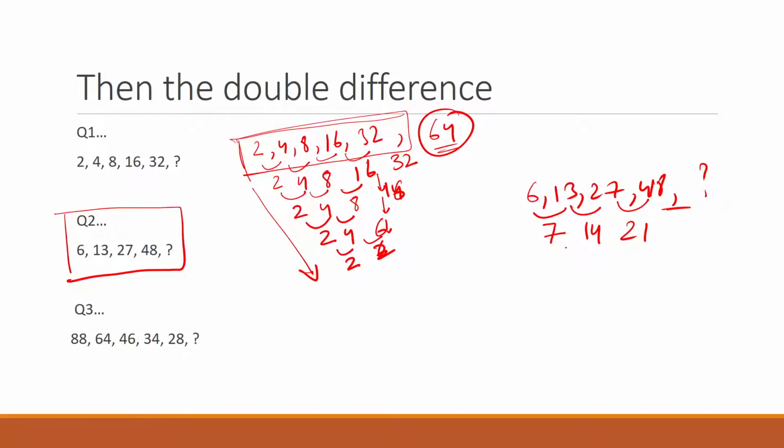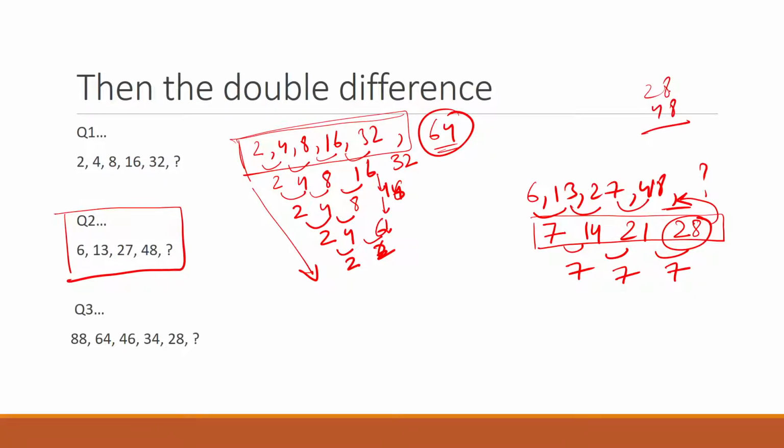So you do the simple double difference, that is 7 and again 7, and now you can easily figure out that multiples of 7 are running here, and 21 plus 7 will give you 28. Add 28 to the previous term, so 28 plus 48, so 48 plus 8 will give me 56. 56 plus 20 will give me 76. So 76 is the answer here.